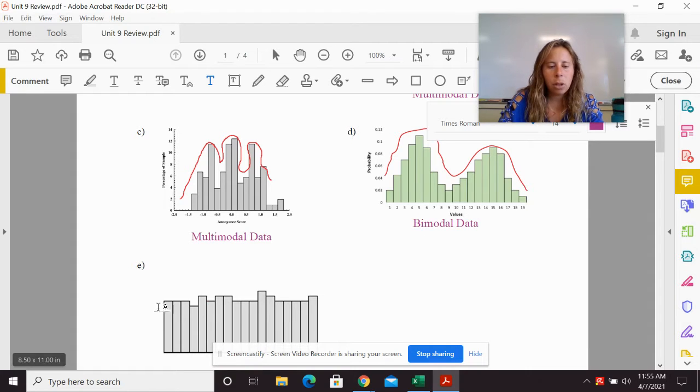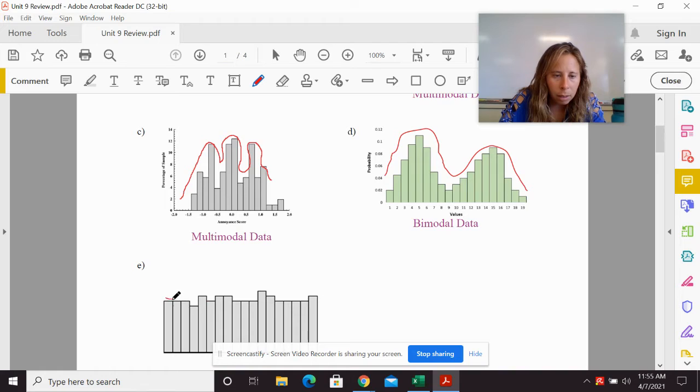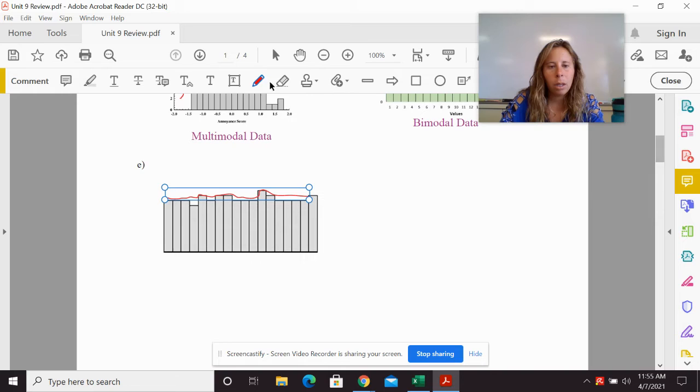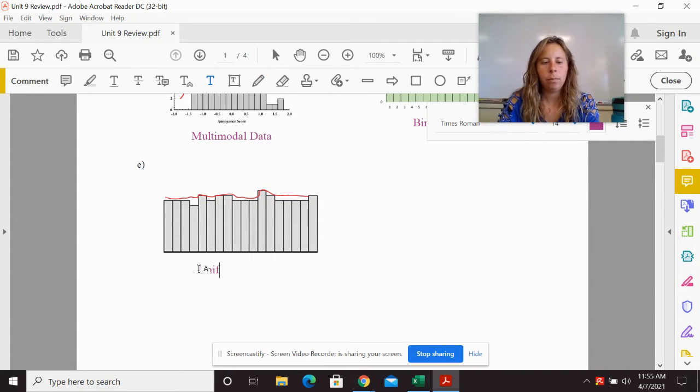So the last one, there's no obvious peak, no obvious hump, right? If I draw a line, well, okay. There's a little one. There's no obvious peak, right? So that is uniform. They're all about the same. There. Oh my goodness, uniform. Right, so that's number 1.